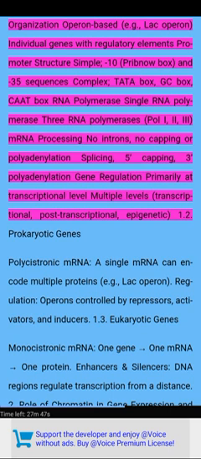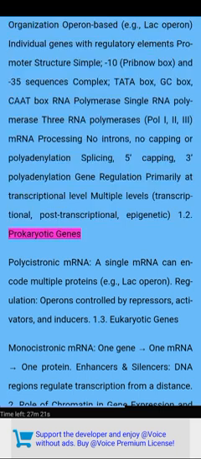Organization: operon-based, e.g., lac operon, versus individual genes with regulatory elements. Promoter structure: simple, -10 Pribnow box and -35 sequences, versus complex, TATA box, GC box, CAAT box. RNA polymerase: single, versus three RNA polymerases, Pol I, II, III. mRNA processing: no introns, no capping or polyadenylation, versus splicing, 5' capping, 3' polyadenylation. Gene regulation: primarily at the transcriptional level, versus multiple levels: transcriptional, post-transcriptional, epigenetic.